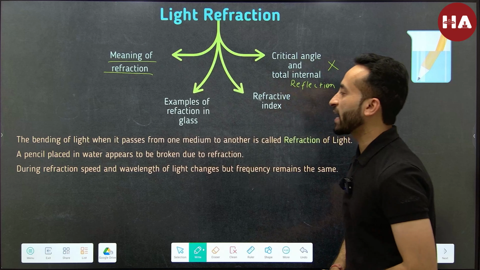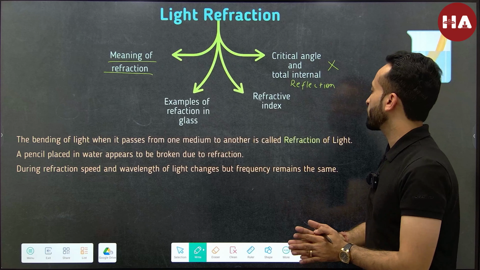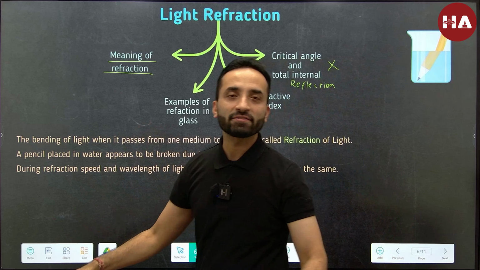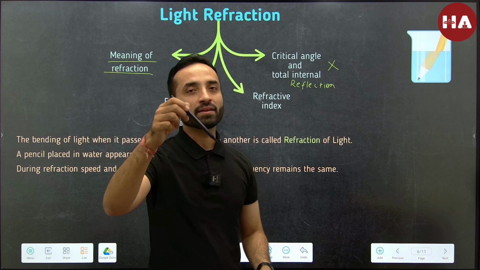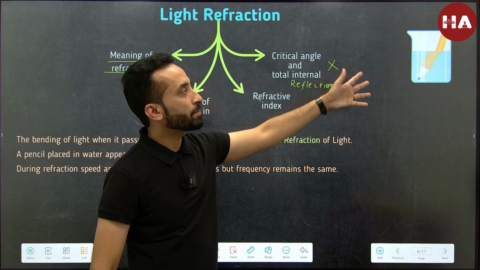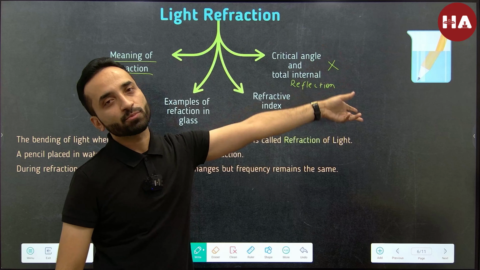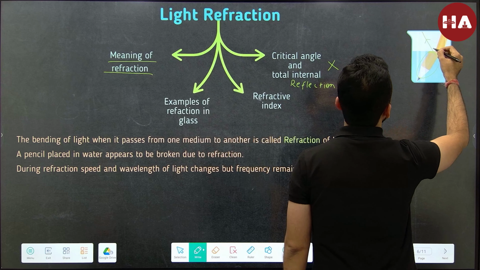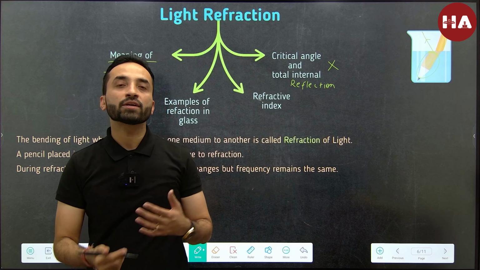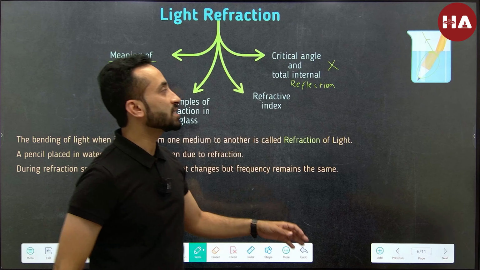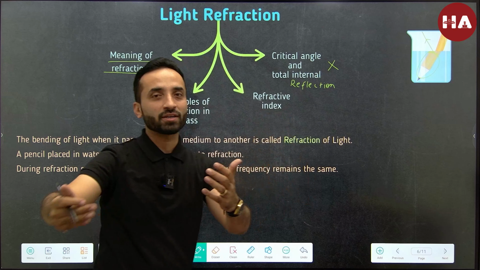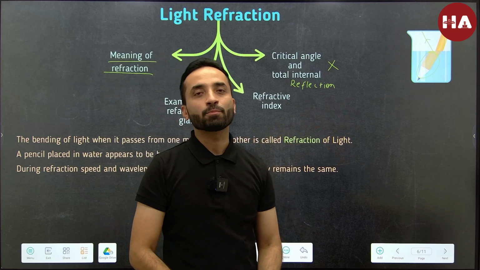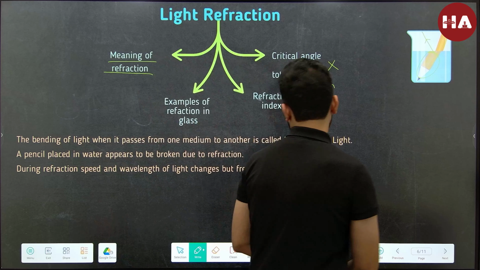The bending of light when it passes from one medium to another is called refraction of light. A pencil placed in water appears to be broken due to refraction. Of course, you have seen that. You put a rod or a pencil or a pen inside water, and you will see as if it is broken, because the rays that appear from here will be bent. Once they are bent, they don't appear to be at the same spot, but since you have the remaining pencil still outside water, you see them in a different direction. That is why the pencil seems to be broken at the surface of the water, right.